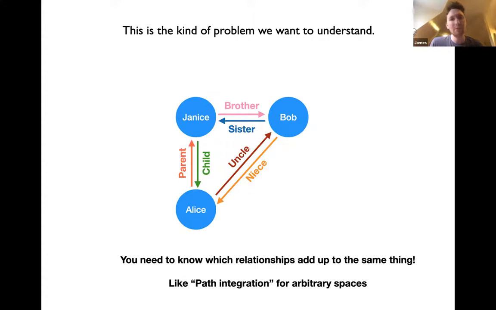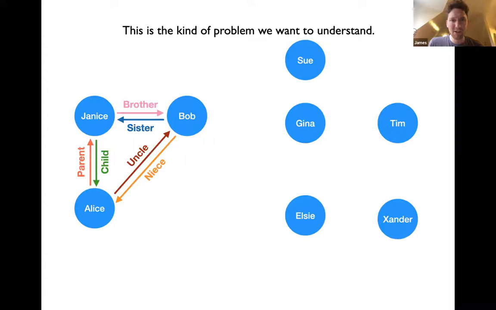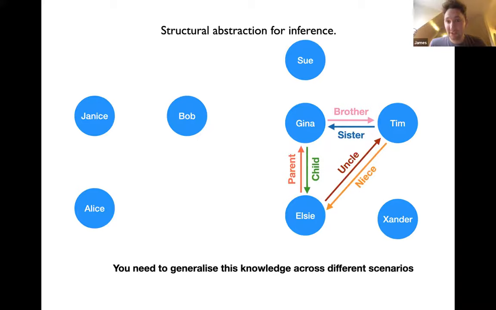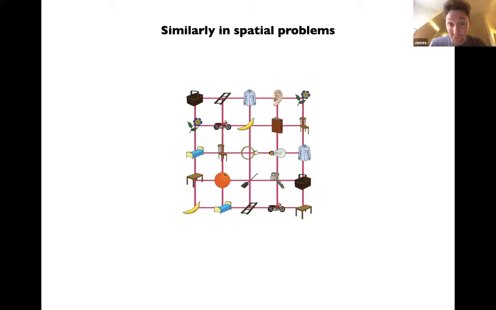So that's not all that we're interested in. We're interested in more than just one family, but the important thing is once you know what a family tree is, once you know what brother and sister and uncle and niece and parent and child are, you can take that knowledge and apply it to another family. So when I come across Gina, Tim and Elsie, I automatically know about all the relationships between them. I have a framework for understanding this new family, and I can generalize this knowledge to a new situation. That's true for family trees, but it's also exactly the same for space. Space is just a bunch of two-dimensional sets of relationships between elements of the world.